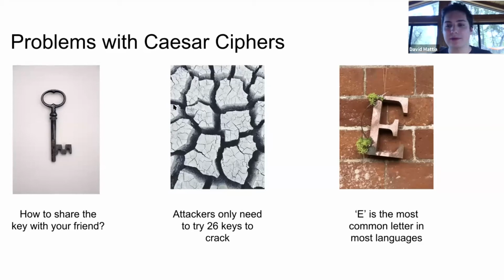The third problem is that in languages, letters aren't equal. As an example, in most languages, and in English this is true, E is the most common letter. So if you're reading an encrypted message with a Caesar cipher and you see that F is the most common letter, you can reasonably guess that the key would be 1, because E's would be converted to F's.